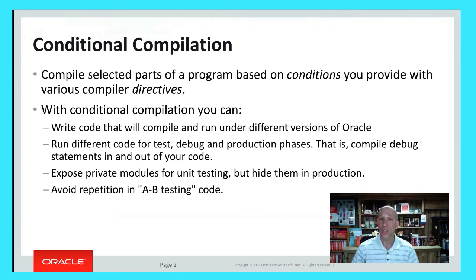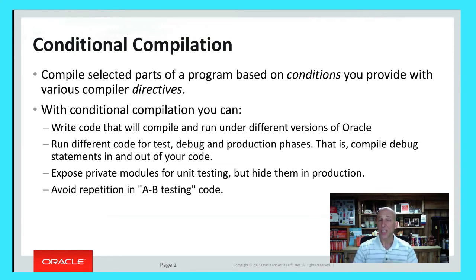You might also use conditional compilation to run different versions of your code for test, debug, and production phases. The requirements when you're building your code in terms of instrumentation, in terms of tracing and debugging, might be a bit different than what you want to have in your test phase and your production phase. And you can use conditional compilation flags to vary that code.